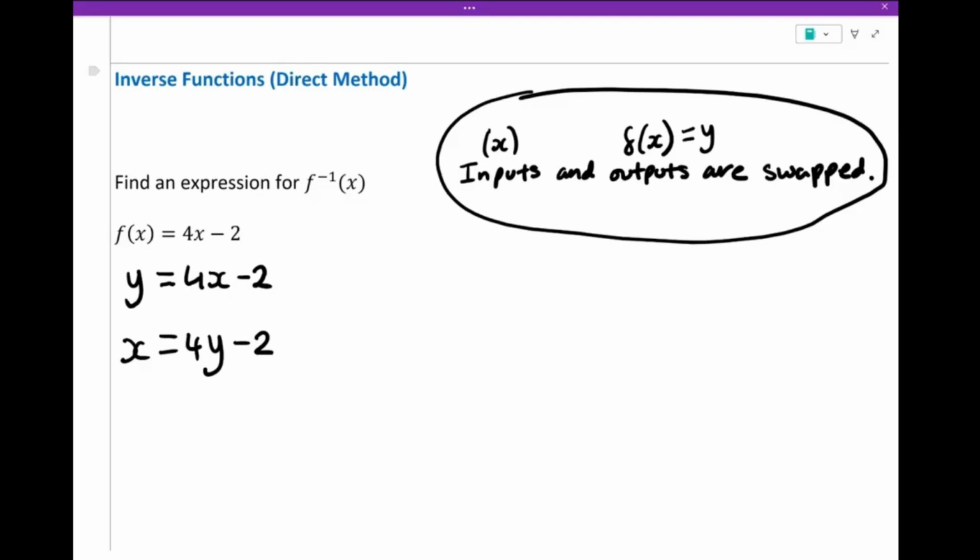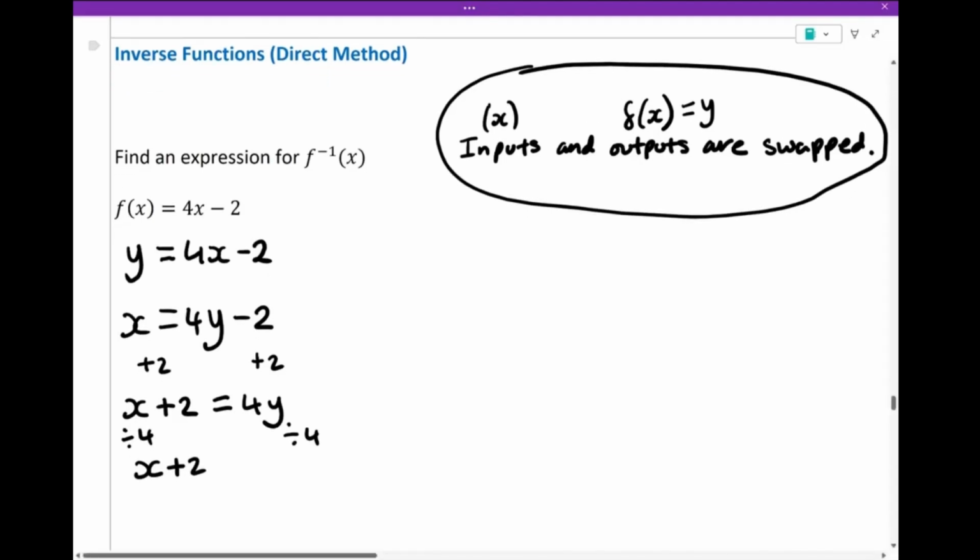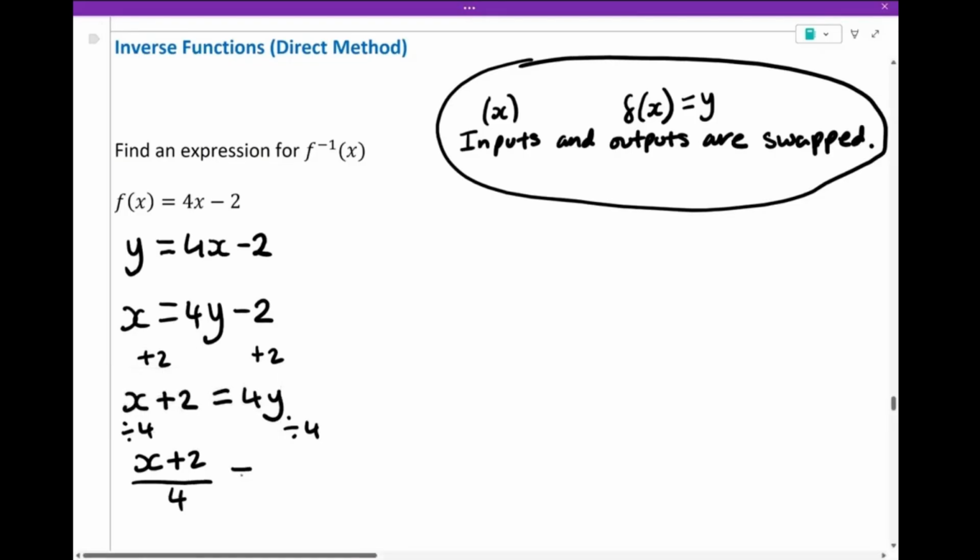Now our next step is to make y the subject of my equation. We're going to get y on its own on one side because I still want y to be my output in this swapped up scenario. So I'm going to add 2 to both sides. So I'm going to get x plus 2 is equal to 4y. And then I'm going to divide by 4 on both sides. So I would get x plus 2 over 4 is equal to y.